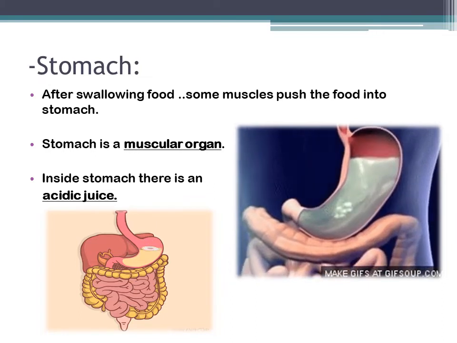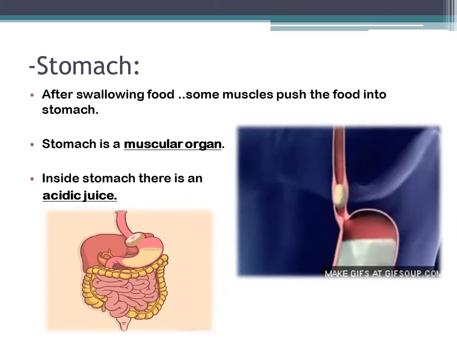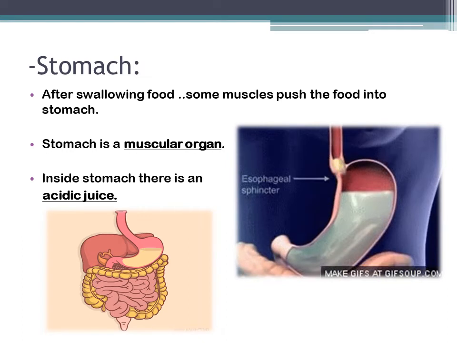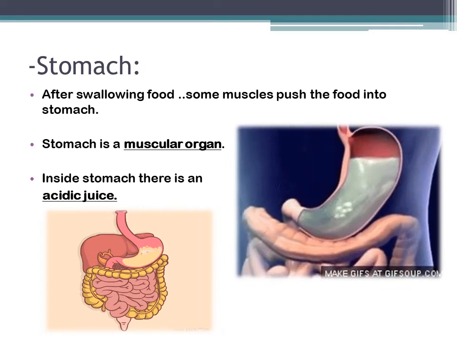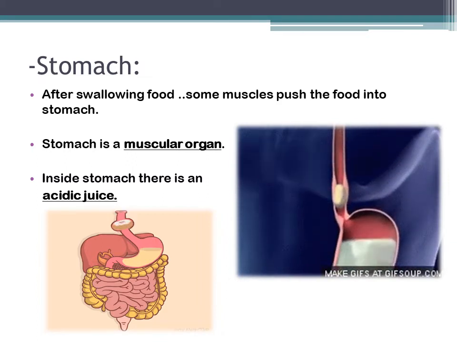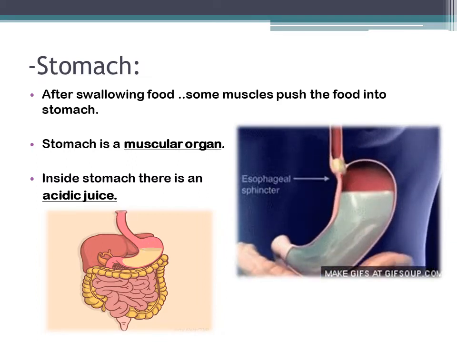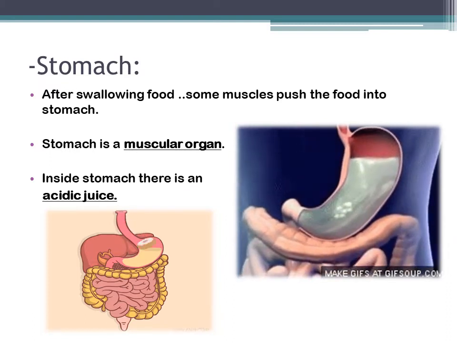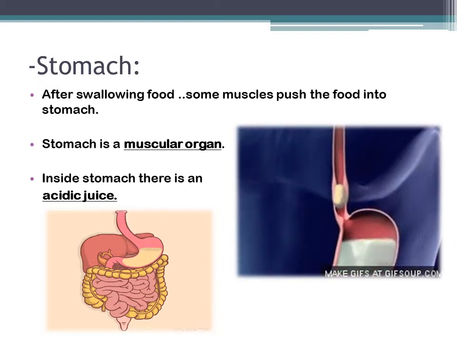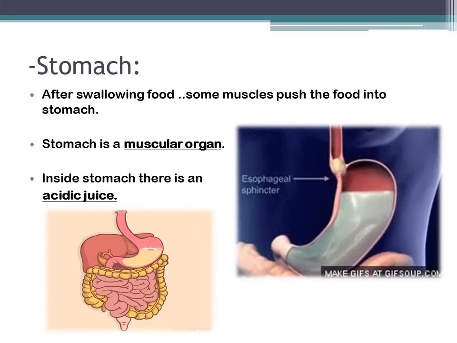What is the structure of the stomach? The stomach is a muscular organ. Muscular organ means it looks like a muscle.